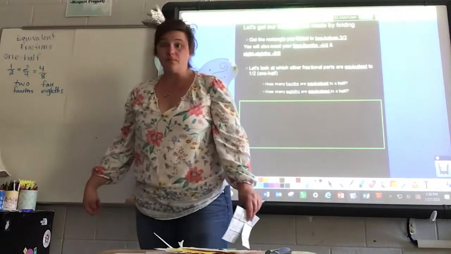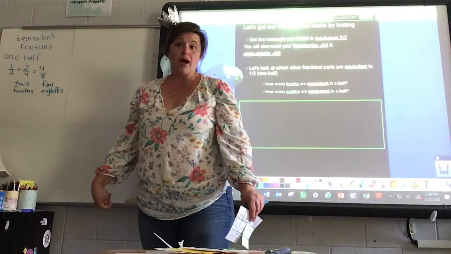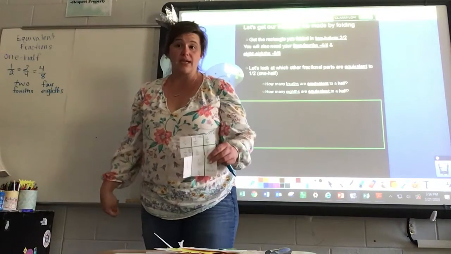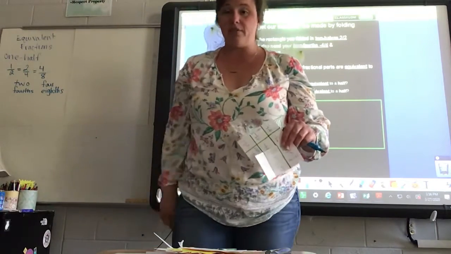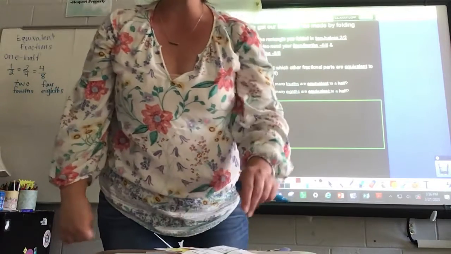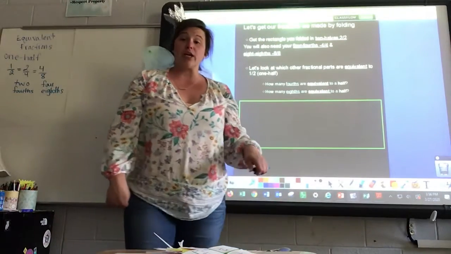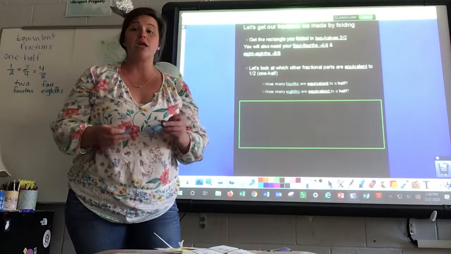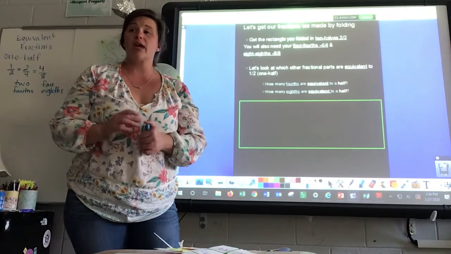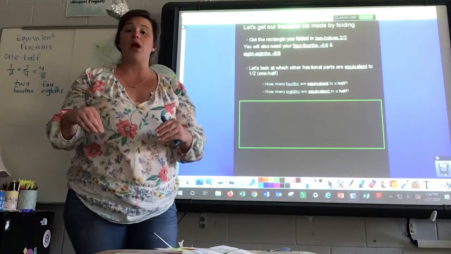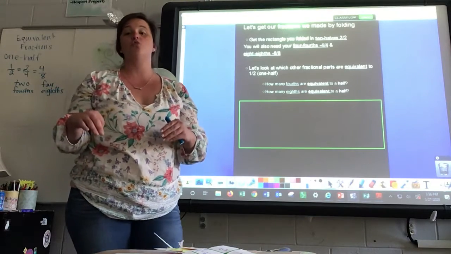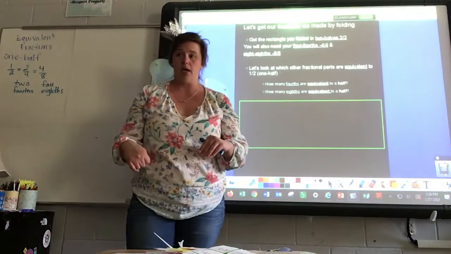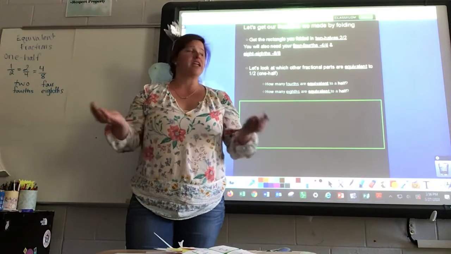Hopefully you have gotten some visual practice and manipulative practice with this. The next thing we're going to do, instead of looking at an area model or a quadrilateral, we're going to be looking at number lines. We're going to be looking at number lines from 0 to 1 and how to break those up into parts of a whole.